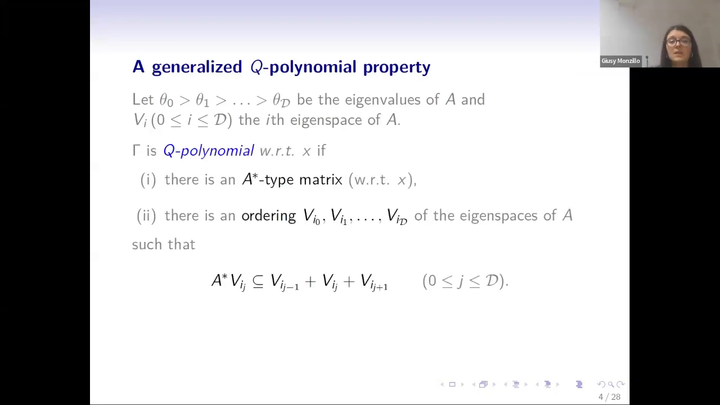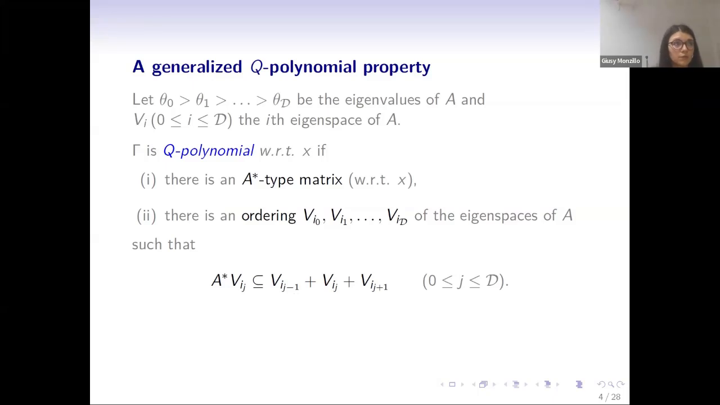Then we say that gamma is copolynomial with respect to X if there is a matrix of type star, as the one that we just introduced in the previous slide, and an ordering of the eigenspaces of A such that this thing here happens. We refer to this as a tridiagonal shape of the action of A star with respect to the eigenspaces. In fact, you see A star maps V_i in a subspace contained in V_{i-1} plus V_i plus V_{i+1}. That's why we say tridiagonal.